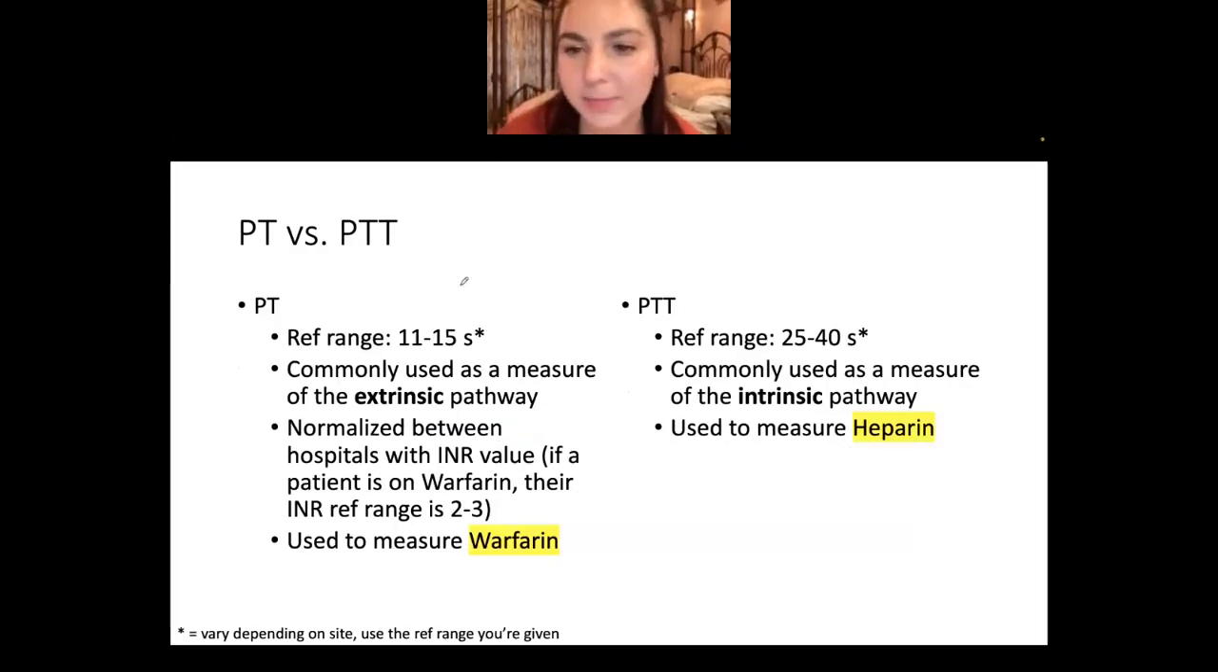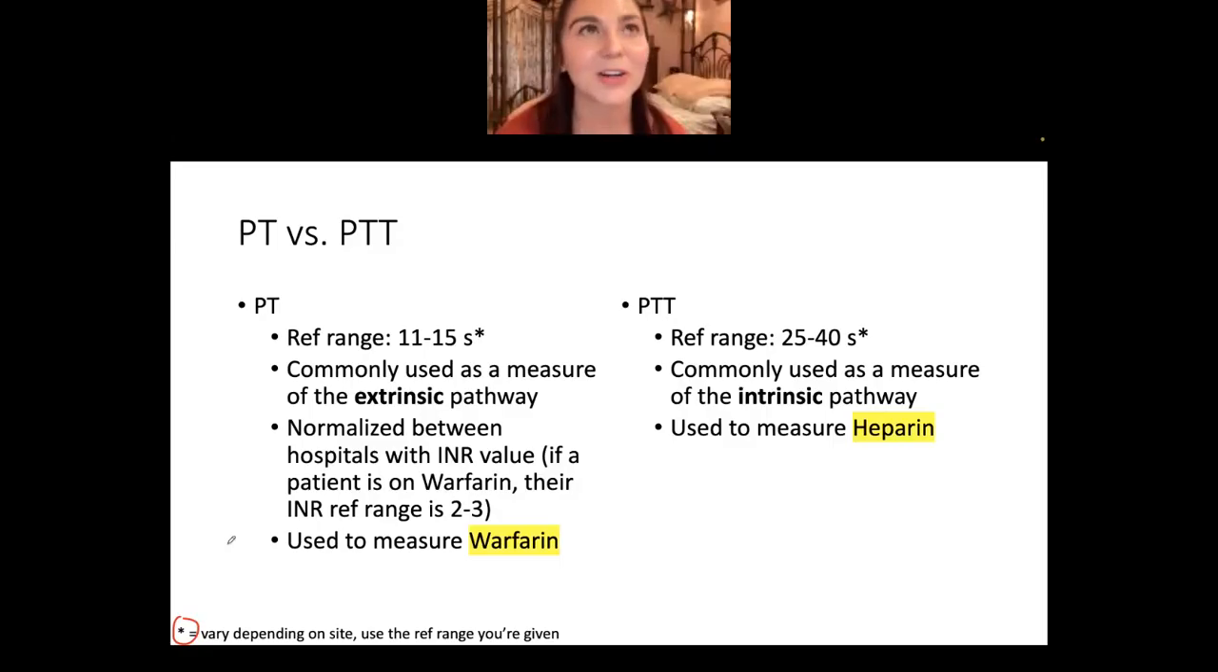All right, so PT, PTT, I always see different reference ranges. I feel like every single time I go on Amboss, it's a different reference range for the PT and PTT. So I really want to emphasize it's going to vary depending on what site you're using. You know, UWorld might be different from Amboss, might be different from USMLERX, like, just your exam. It just might be different. So use whatever reference range you're given. Of course for your exams, you're given reference ranges. So look at the reference range where you're at.